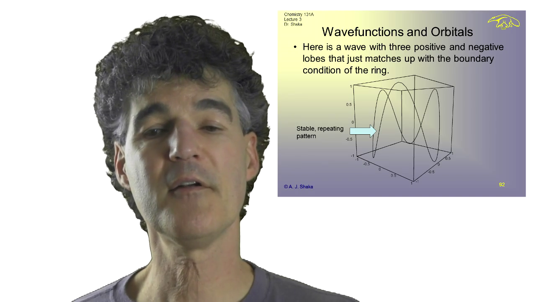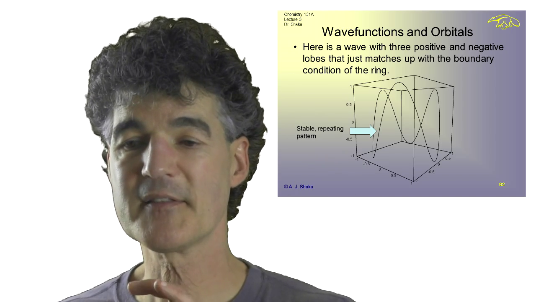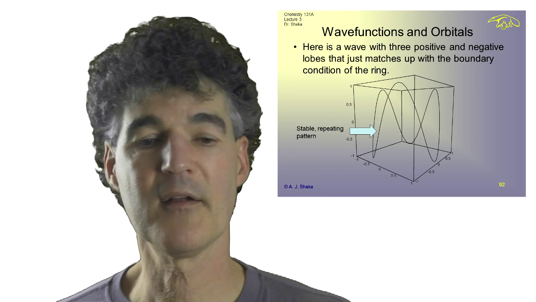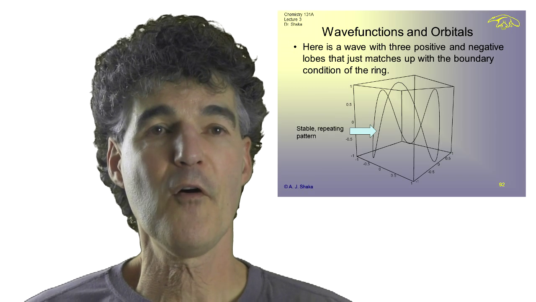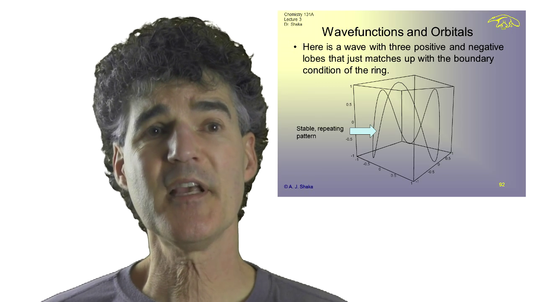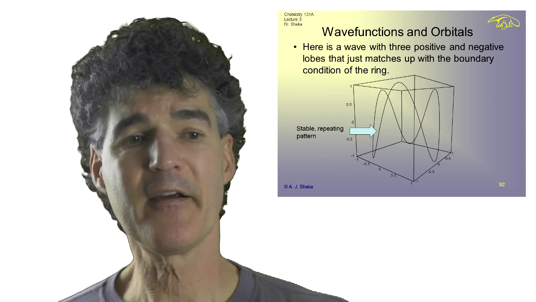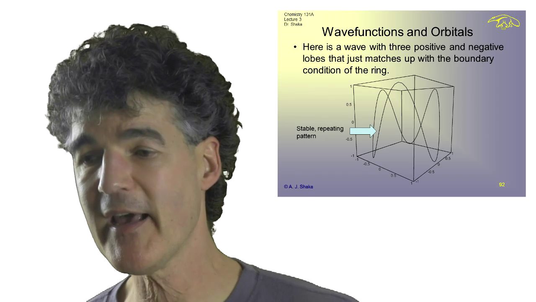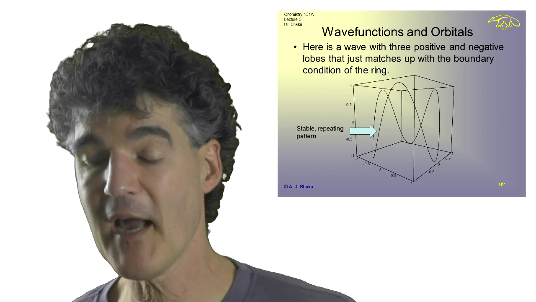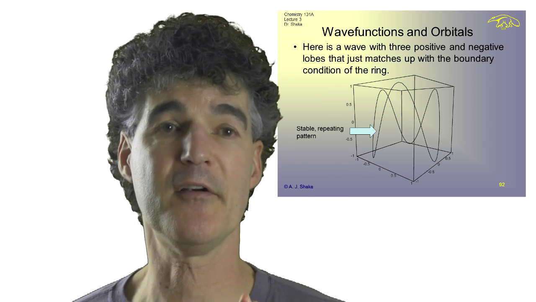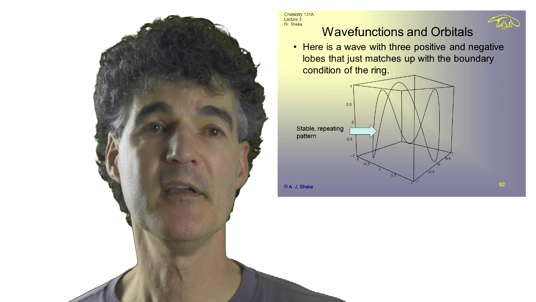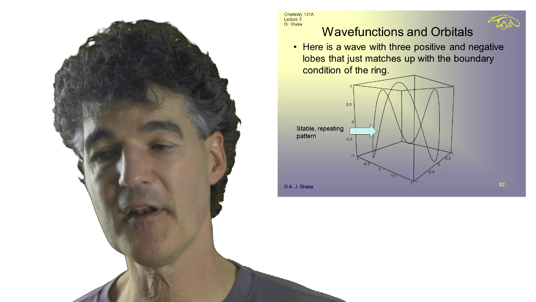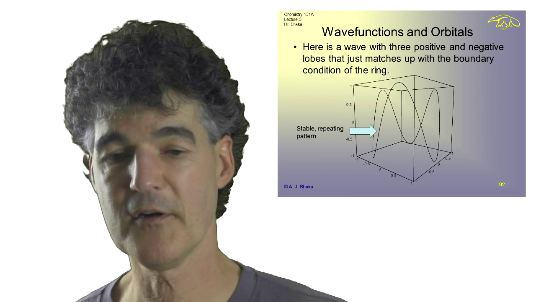This one goes round and round and round, and every time it comes around, it's back in the same place. And so, therefore, it's going to make a stable repeating pattern. It's going to sit there, and in fact, we can't see anything going round and round. I imagined it was doing that as if it were a little rock going around and around, but in fact, all it is is this stable repeating pattern, because it exactly matches the condition that it meets itself when it hooks up again.